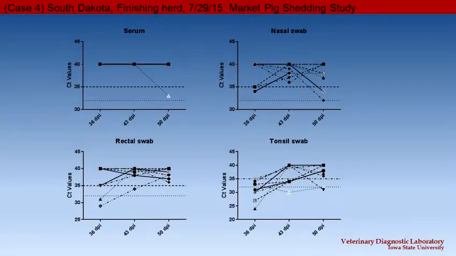For nasal swab, rectal swab, and tonsil swab, I try to understand that as shedding, by oral route or fecal route. We still see animals positive at least 36 to 43 days post-break. So it means for us that the virus is still being shed for several weeks after the clinical presentation.